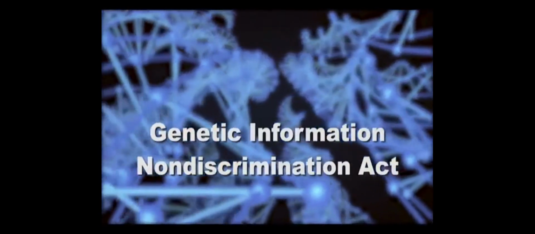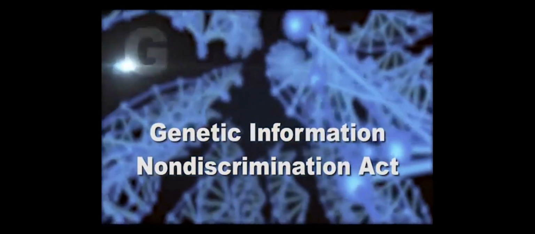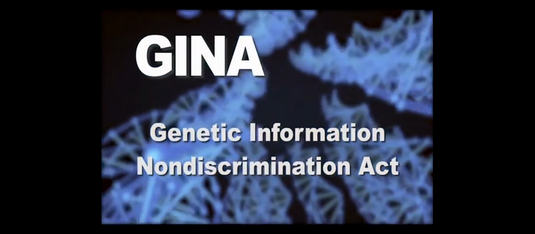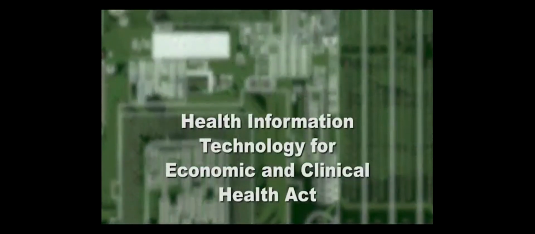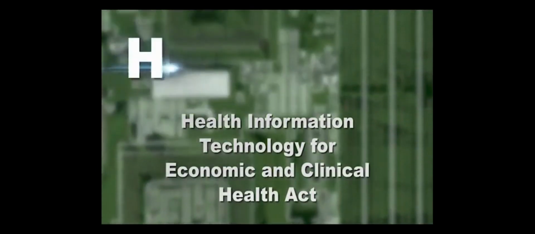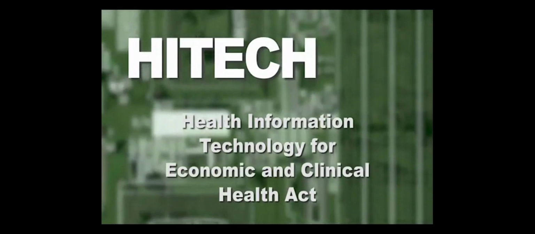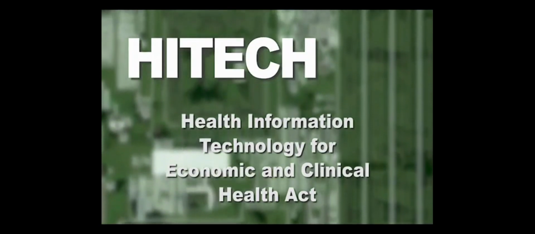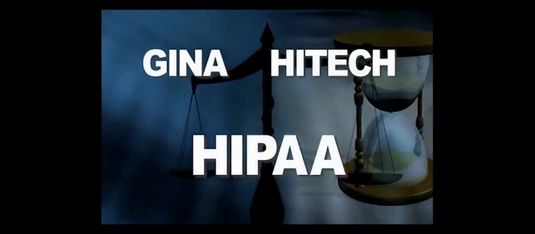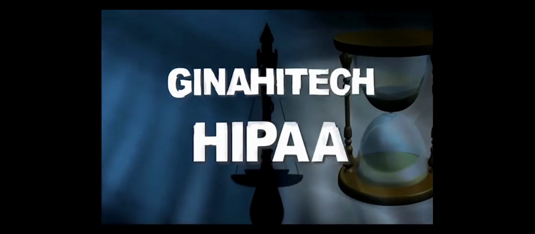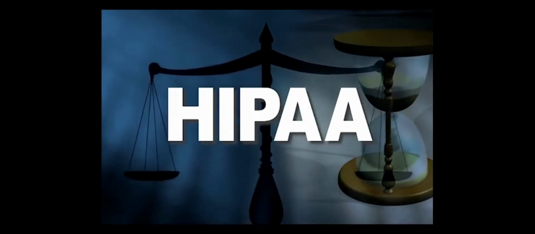HIPAA was followed by 2 other acts that related to the privacy and security of health information. The Genetic Information Non-Discrimination Act, known as GINA, focused on protecting people's genetic information. The Health Information Technology for Economic and Clinical Health Act, or HITECH, extended the reach of HIPAA requirements and updated the penalties for violating them. In 2013, a final omnibus rule officially integrated GINA and HITECH with HIPAA and formed the health information regulations that are enforced today.